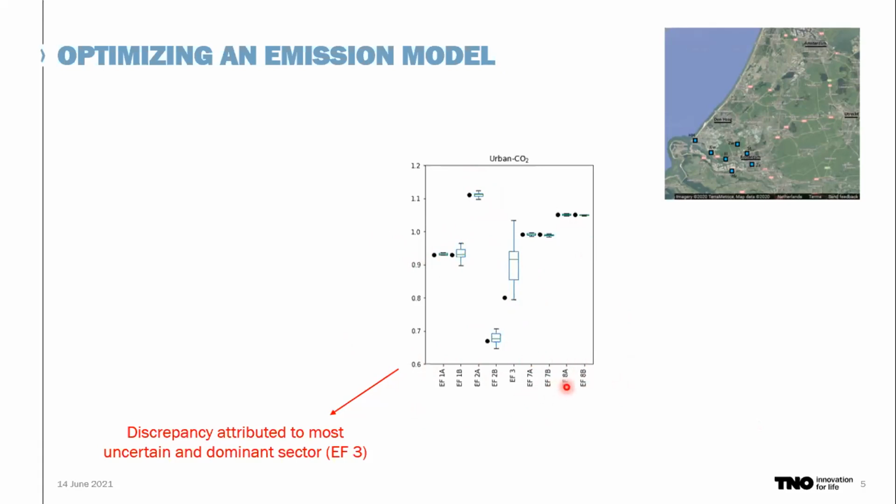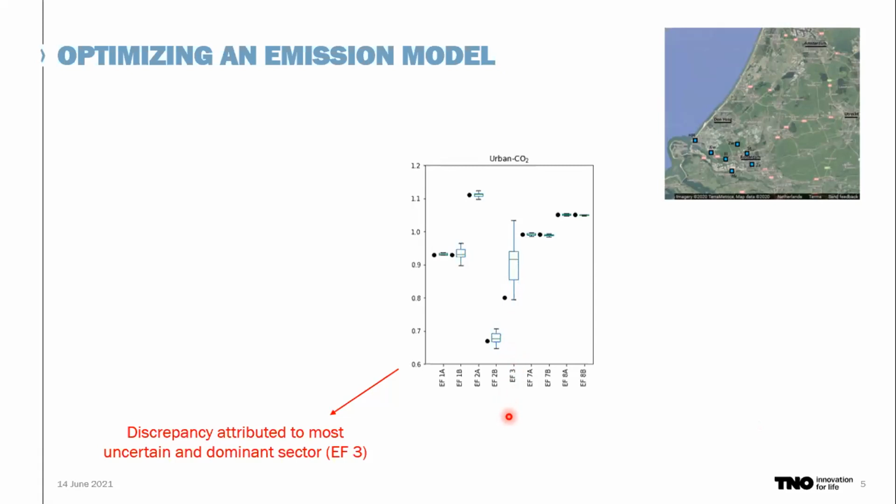And what you see from the results is that the largest spread is seen for the emission factor of sector 3, which is the industry. The reason for this is that the industry is very dominant in this area, but it's also the most uncertain in this case. So the cost of optimizing this emission factor is very low.